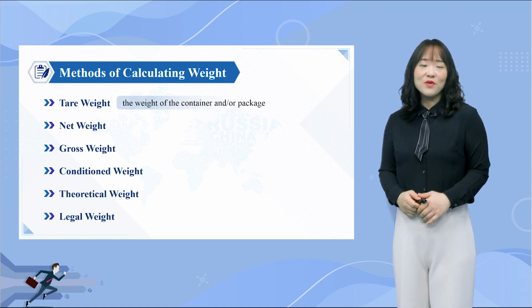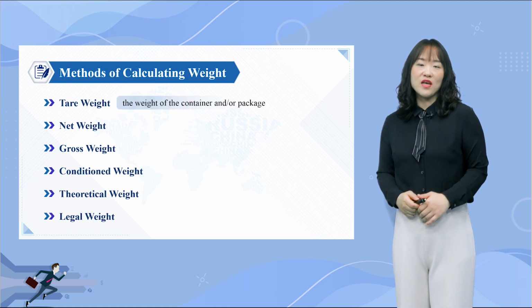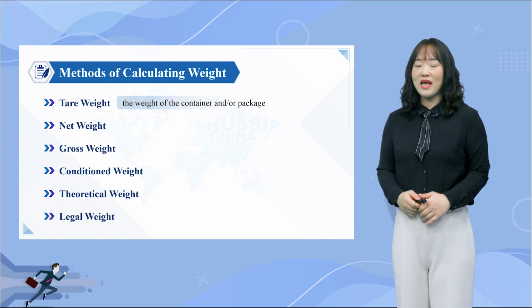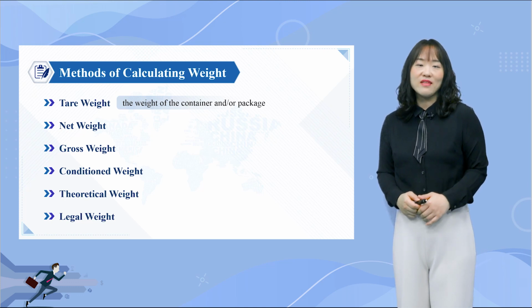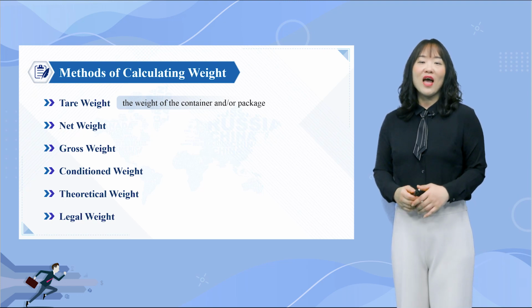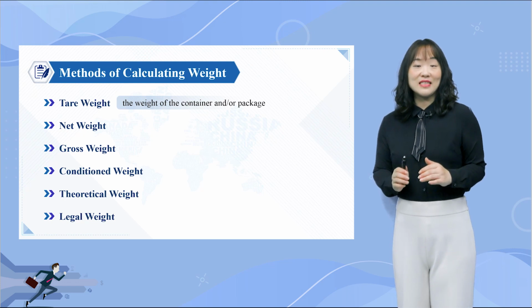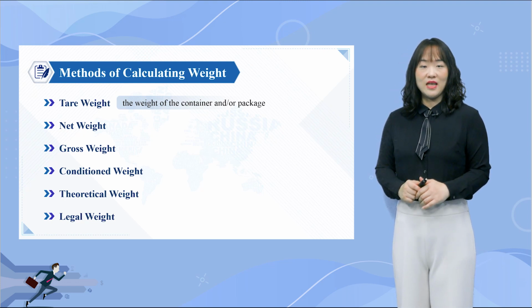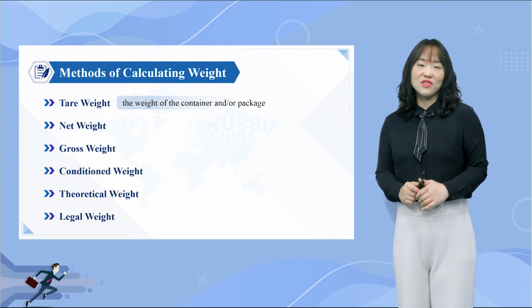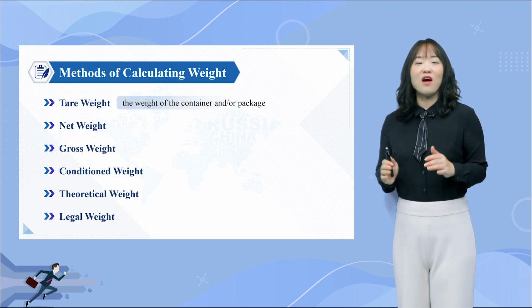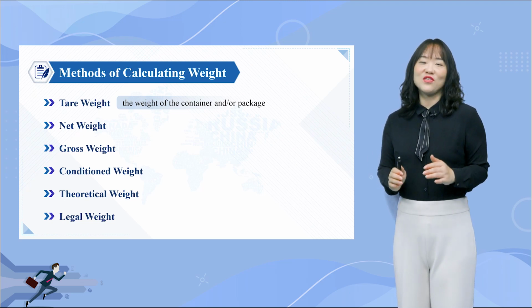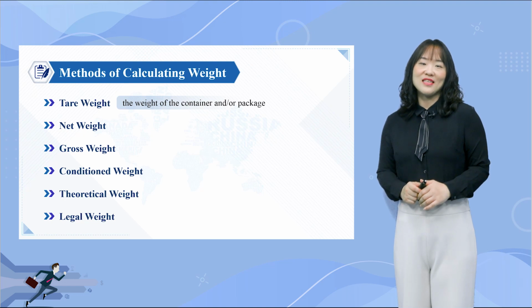To put it simply, the tare weight refers to the container's weight and or the packaging the product is packed in. For instance, if you have a box of beans, the weight of the box is the tare weight. In the case where more boxes are packed in a bigger box, then the bigger box's weight also counts as tare weight.